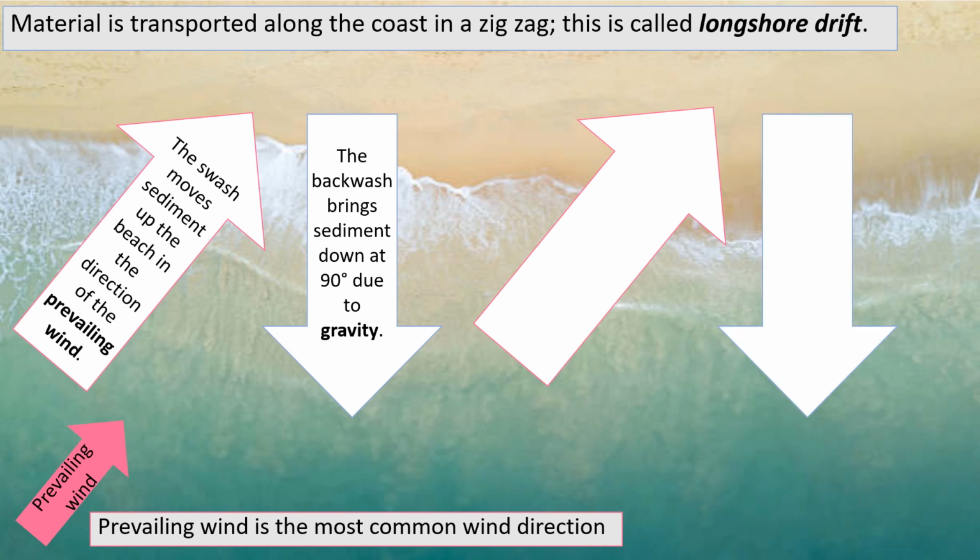So if we follow the little cursor, the wind makes the swash go at an angle, and then the backwash is straight at 90 degrees due to gravity. The swash happens at an angle, and the backwash happens straight at 90 degrees due to gravity. And over time, this leads to the sediment moving along the coastline.